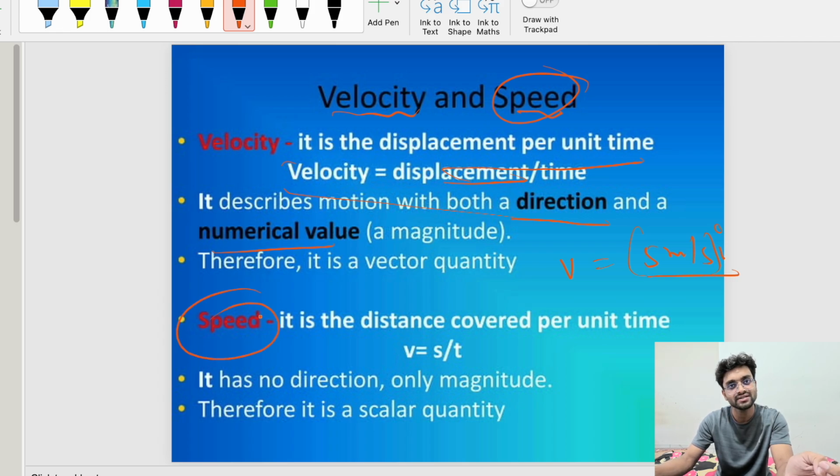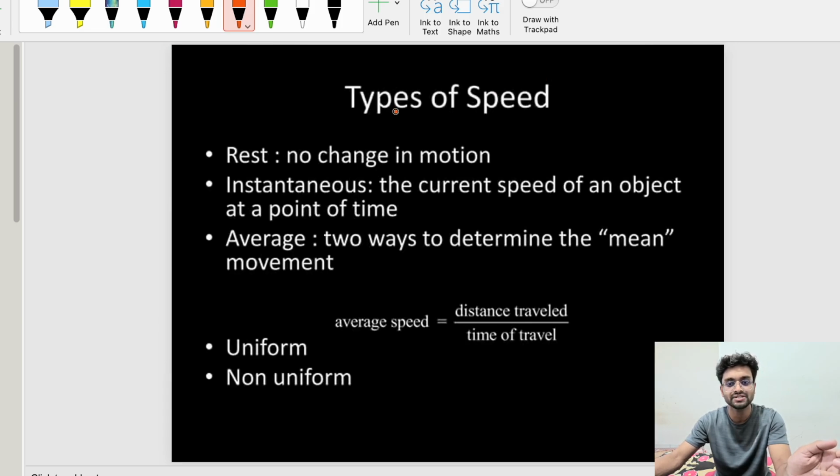Speed is a scalar quantity, and it has only magnitude and doesn't have a specific direction. It is the rate of change of distance. By definition, this is the distance covered per unit time, s by t, where s is the distance and t is the time. So it has no direction and only magnitude, and that's why it is a scalar quantity. Now let's get to know about the types of speed, and after that the types of velocity.